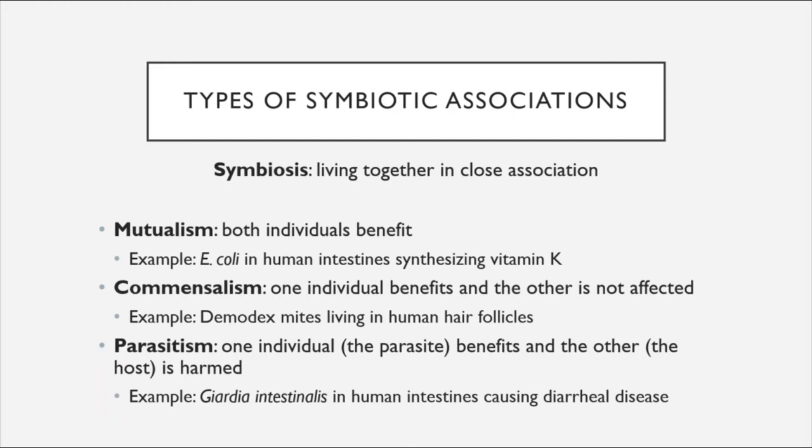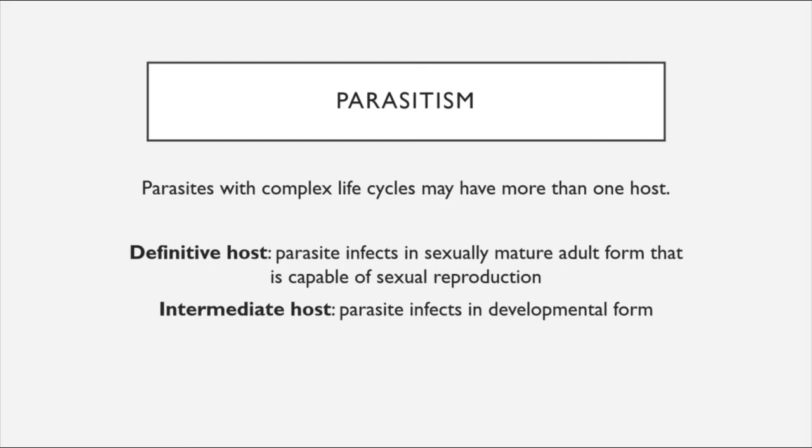Now, not all parasites have a straightforward life cycle. Many parasites actually have very complex life cycles where they have more than one host. In these cases, we can designate the definitive host versus the intermediate host or hosts. The definitive host is the host within which the parasite infects in its sexually mature form that is capable of sexual reproduction. Intermediate host is any host that the parasite infects during its developmental form. There can be multiple intermediate hosts, but typically there is only one definitive host.